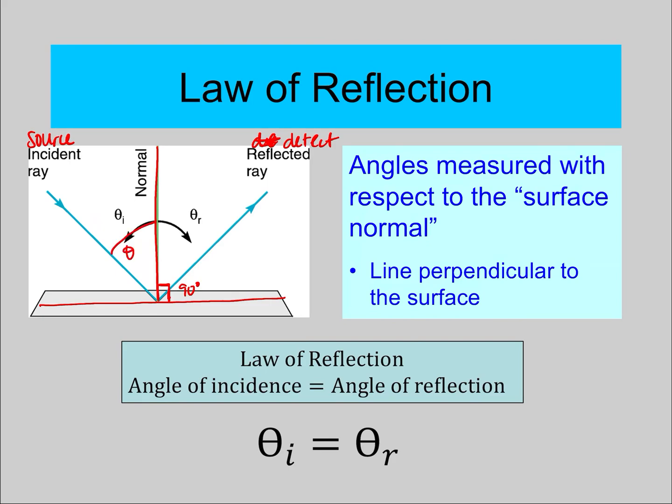Now, there is a law that states if we draw a line perpendicular to the surface, the angle of the incident, where theta is always angle and i stands for incident, is going to be equal to theta r, which is reflected. Okay, and this is called the law of reflection. The angle of the incoming light is going to be equal to the angle of the reflected light.